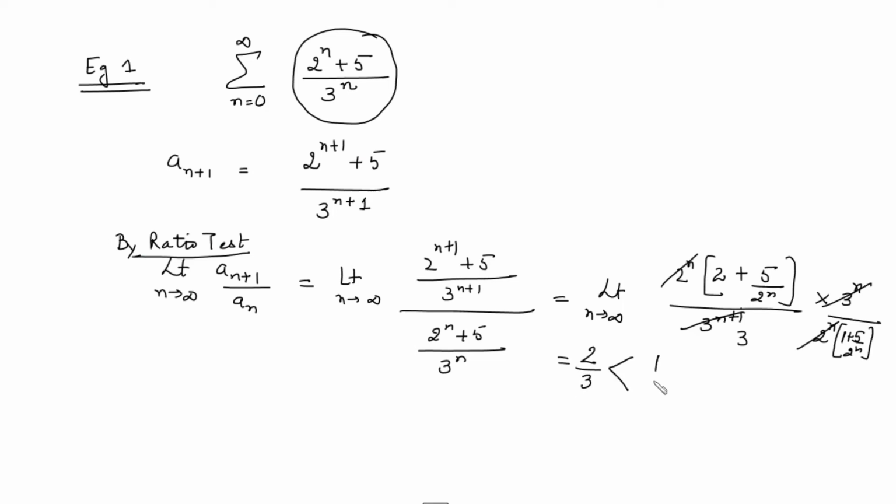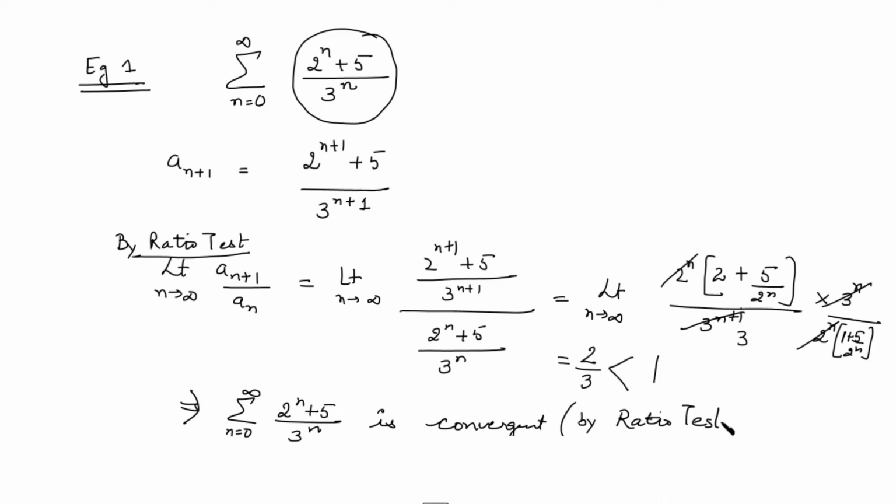Now since this is strictly less than 1, by using the ratio test, what is the behavior of the given series? The given series is convergent. So this is convergent by the ratio test. Okay, so once again, we are given a series with positive terms. We can find the ratio of the n plus 1th and nth term. After simplifying, we get that this limit is strictly less than 1. So by using the ratio test, this series is convergent.